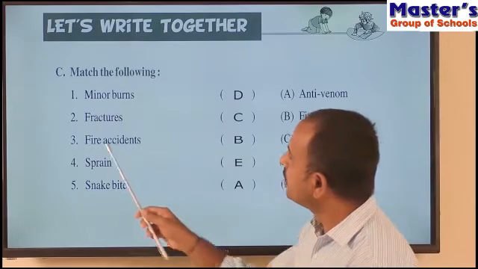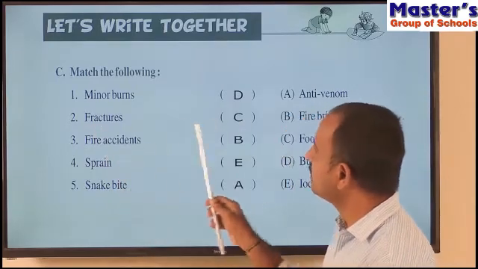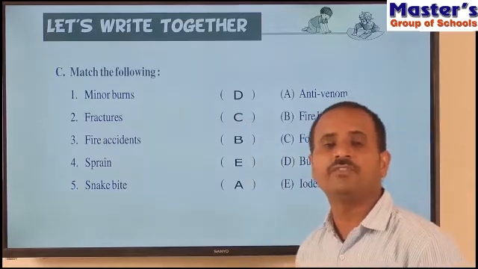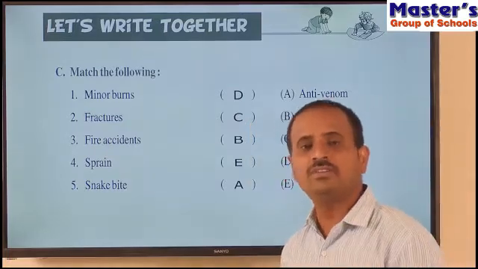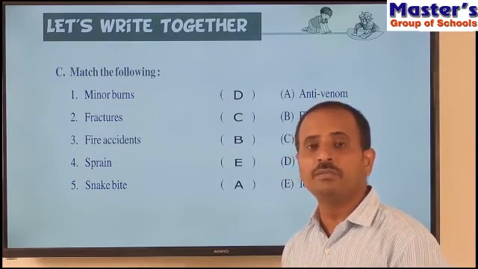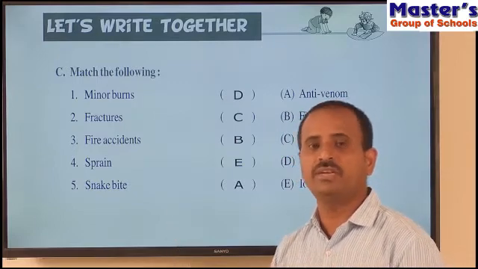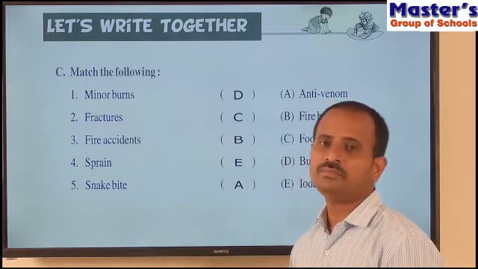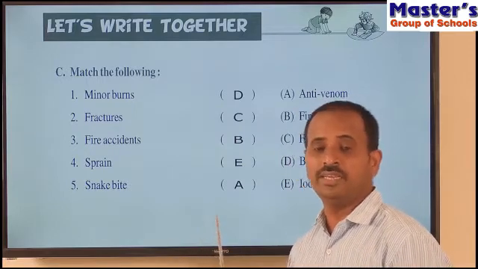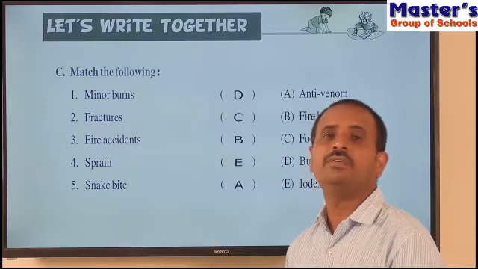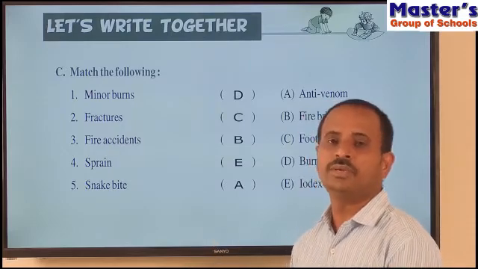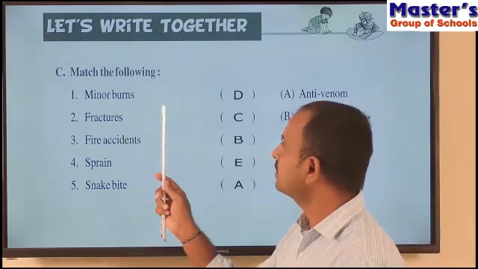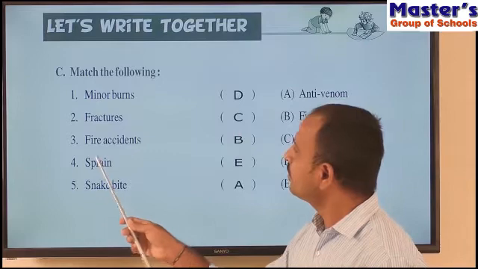So next, the answer for the second one is C. That is fractures, foot straight. So if there are any fractures in the bones of hands or legs, we should keep the hand or leg straight and we should not move that fractured bone. And also we should tie a bandage tightly on the fractured bone. So that means we have to keep the foot straight if there are fractures. The answer is C.